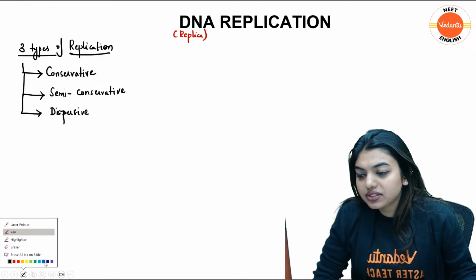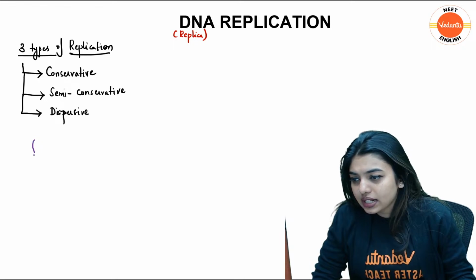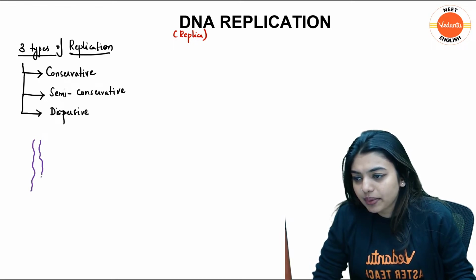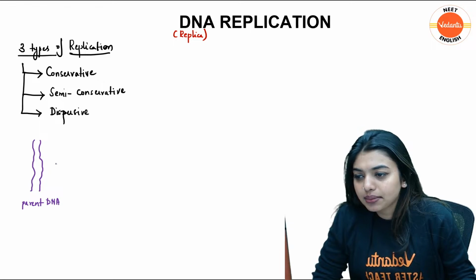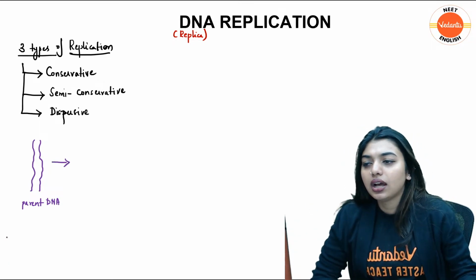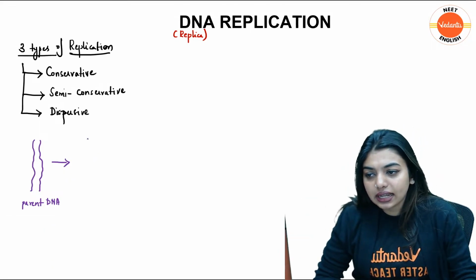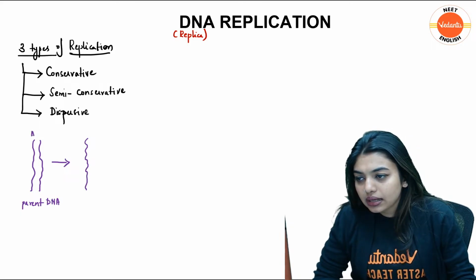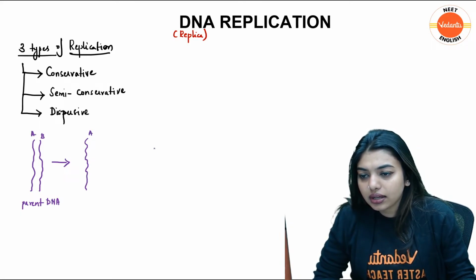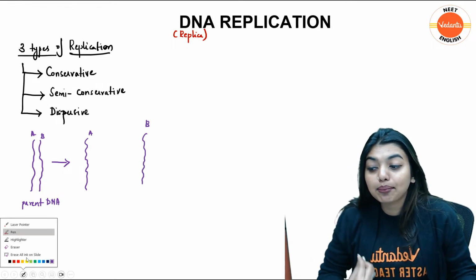First, I will show you conservative just with colors. I'm going to teach you this entire thing with just colors. So let's draw parent DNA. Students, this is the parent DNA, also called template DNA in some places. Now they are going to undergo conservative replication. What is going to happen? Let's label each parent strand as A strand and B strand. These both are going to act as templates, right, students?